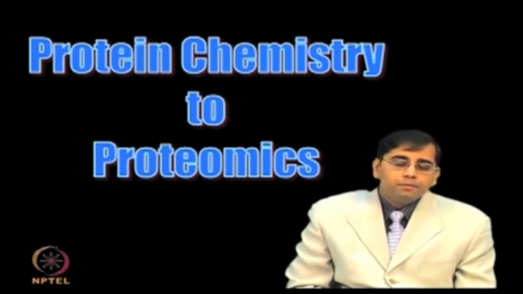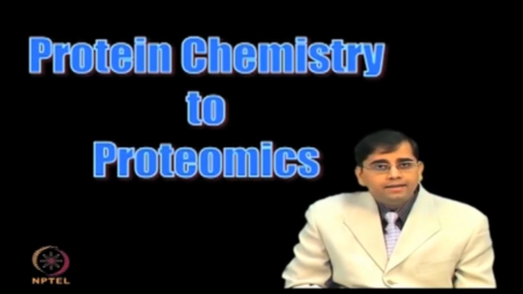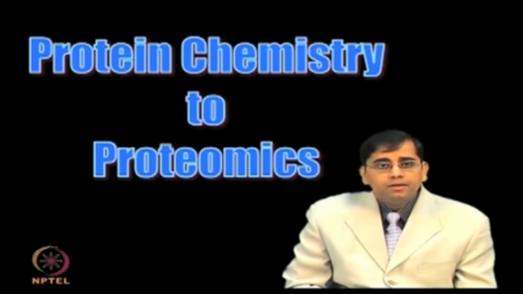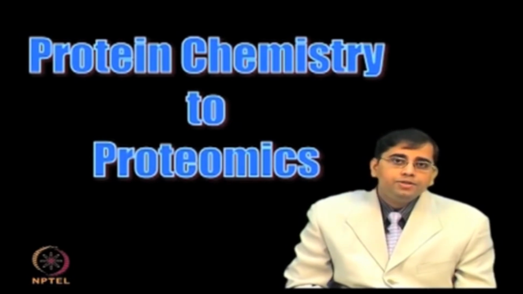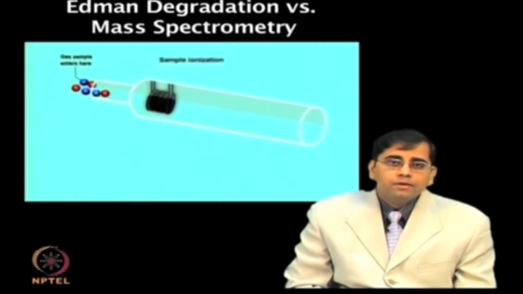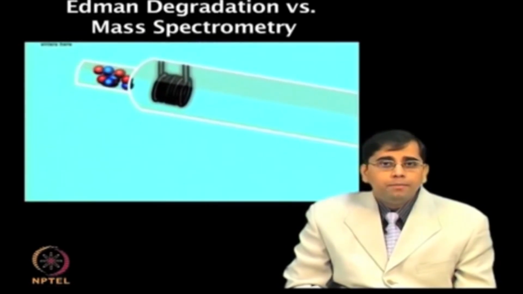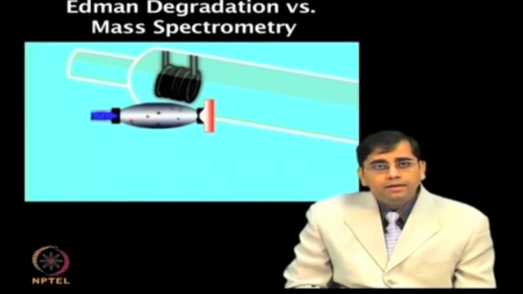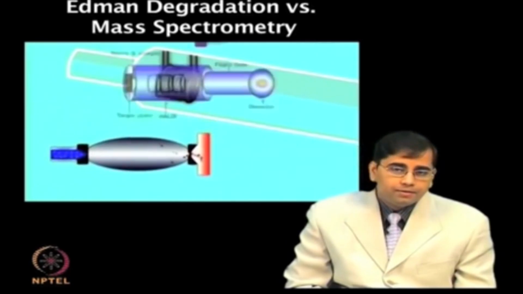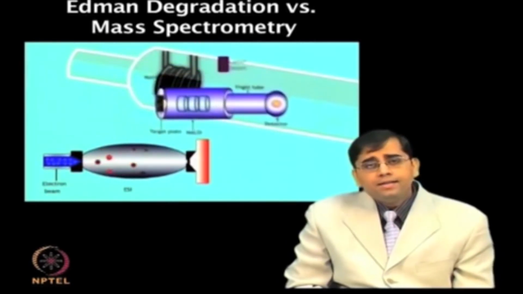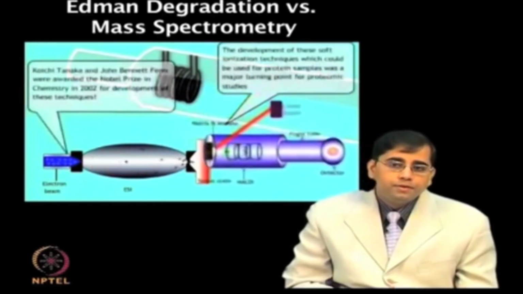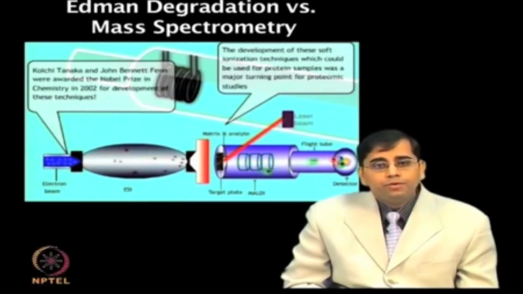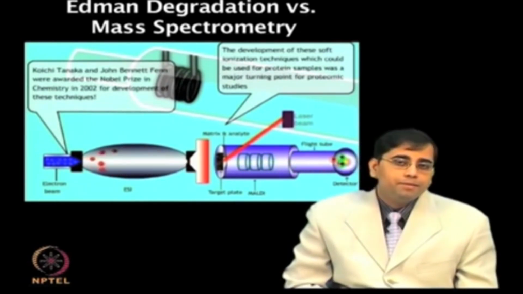Protein analysis by mass spectrometry was challenging due to complete degradation of samples with available hard ionization techniques. This limitation was overcome by soft ionization techniques such as MALDI and electrospray ionization. These techniques have greatly improved proteomic studies as they facilitated mass spectrometry analysis of protein samples.